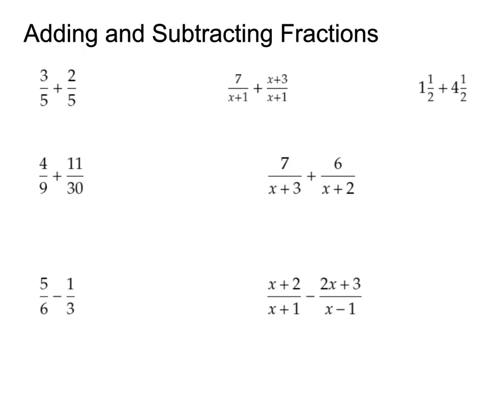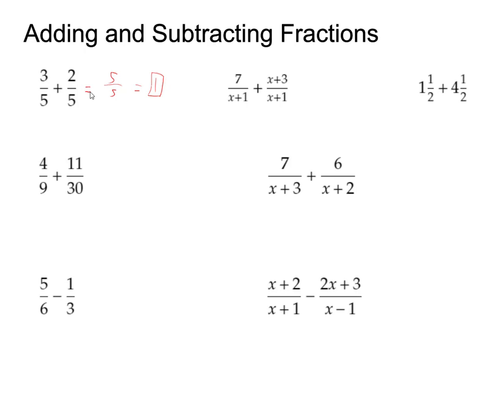First, we have 3/5 plus 2/5. They already have a common denominator of 5, so we can simply add across to get our answer. So that'll give us 5/5, which of course is equal to 1.